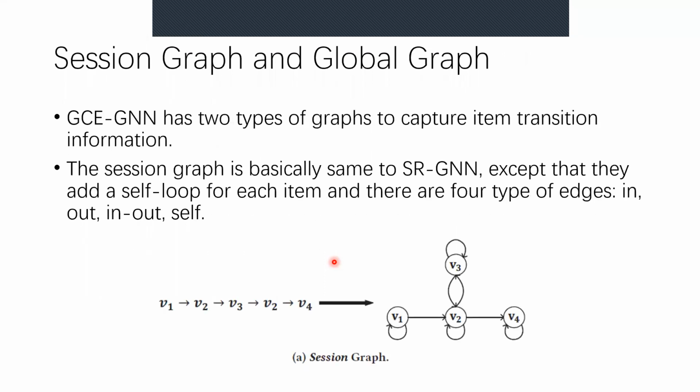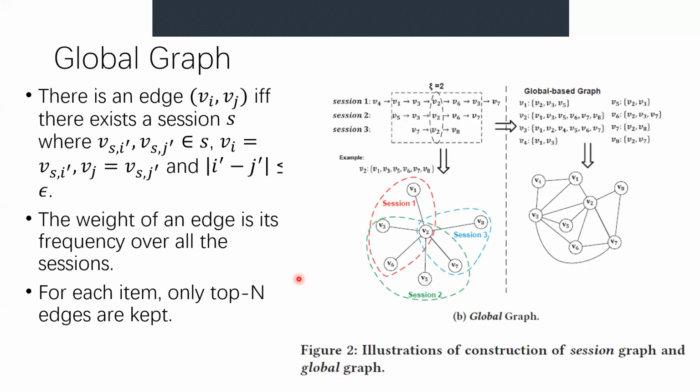So in this method, they have two kinds of graph, the session graph and the global graph. The session graph is basically the same as the graph in SRGNN, except that they add a self loop for each item. And there are 4 types of edges: in edge, out edge, in-out edge, and self edge. The global graph tries to capture the transition relationship among all the sessions. So it's a global view.